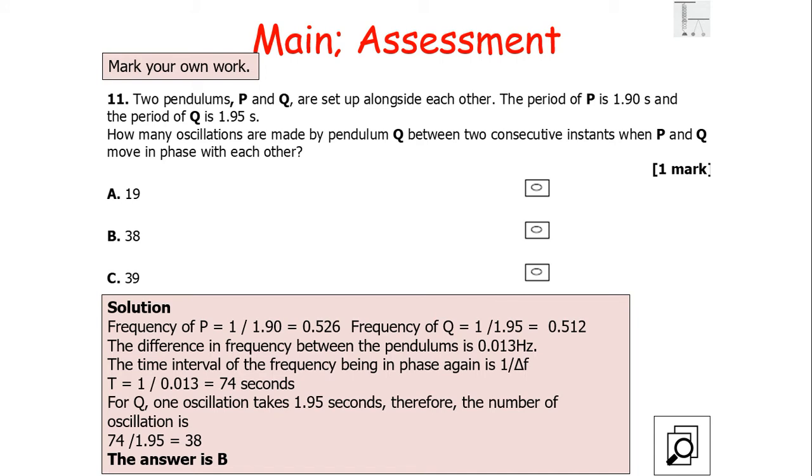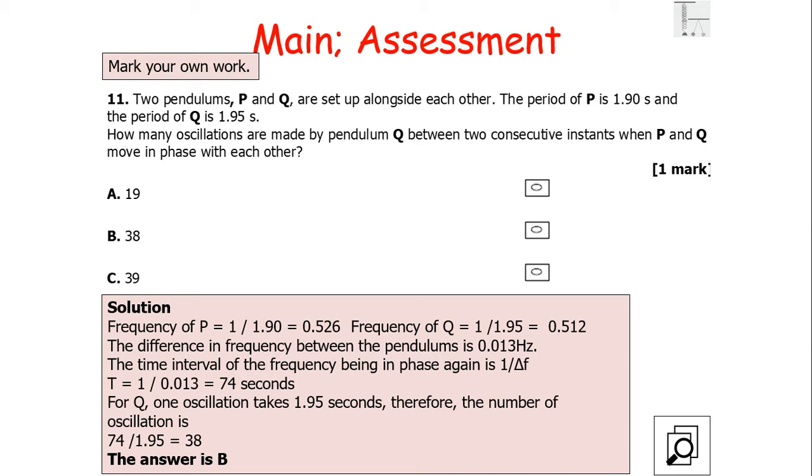The frequency of P is 1 over the time period, so it's 1 over 1.90. The frequency of Q is 1 over 1.95. So the difference in frequency is the difference in these two values, which is 0.013 Hz. So the time interval before being in phase again is 1 over this change in frequency, so 1 over 0.013. So the time it takes before they are back in phase again is 74 seconds.